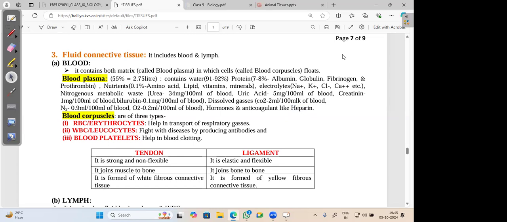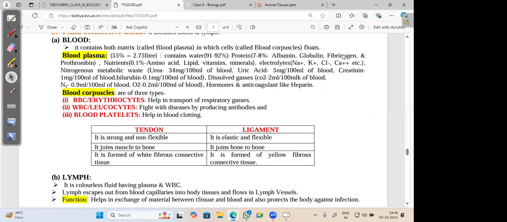We'll go into the detail of the blood in your higher classes. Currently, you just need to know blood corpuscles. The blood corpuscles mean the floating elements in the blood. The floating elements in the blood are RBCs, WBCs, and platelets.